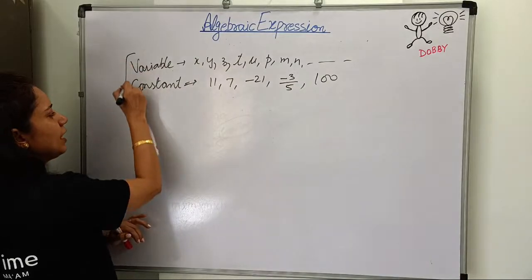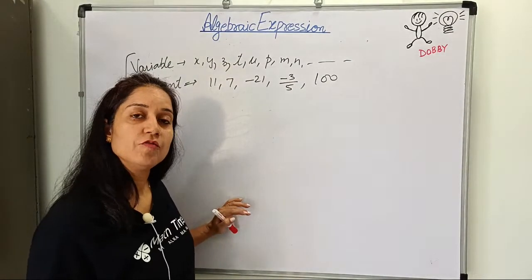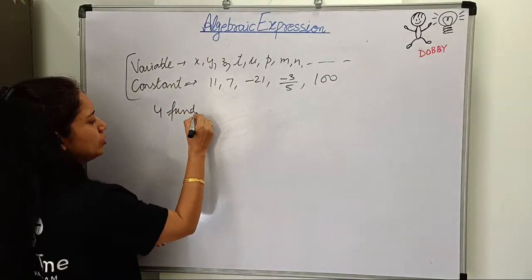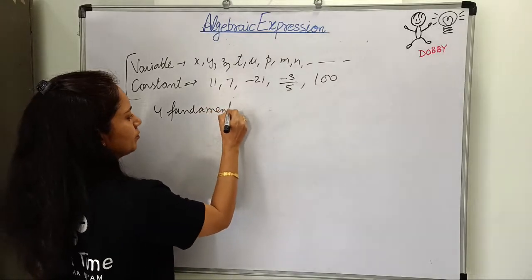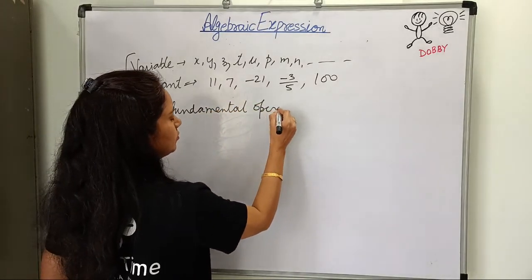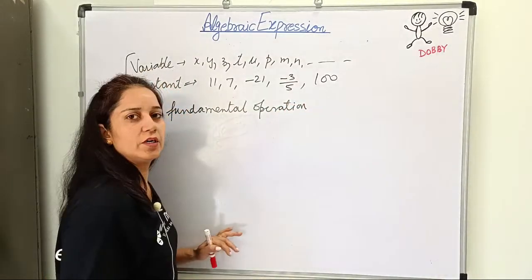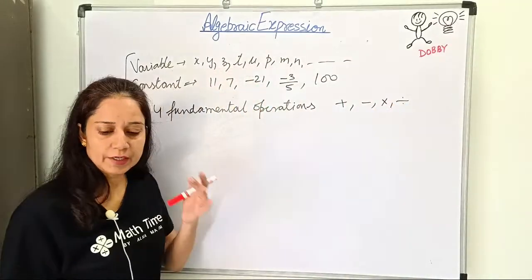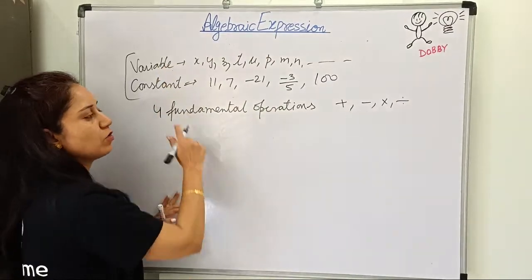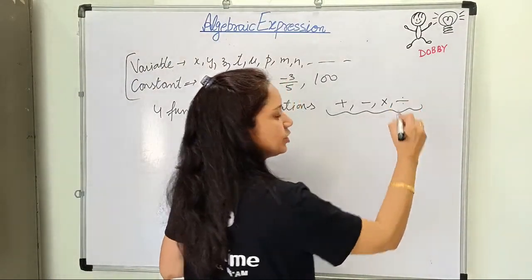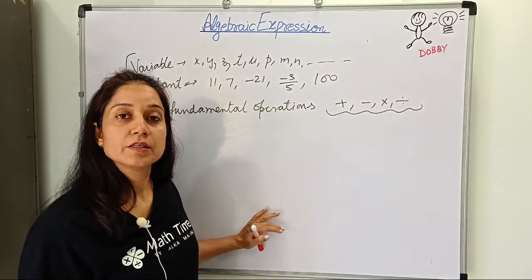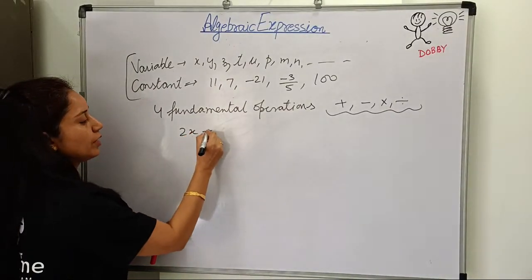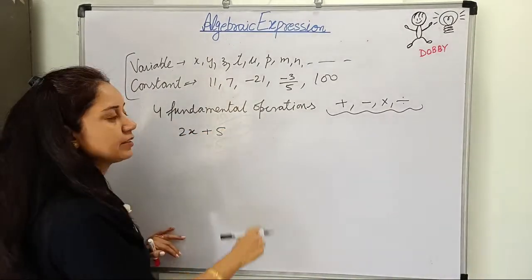Now constant and variable, when we use them together along with the 4 fundamental operations of mathematics. Which are the 4 fundamental operations? Plus, minus, multiply, divide, right? When we use these variables and constants along with the 4 fundamental operations, they give us expressions. See how? 2x plus 5, this is one expression.